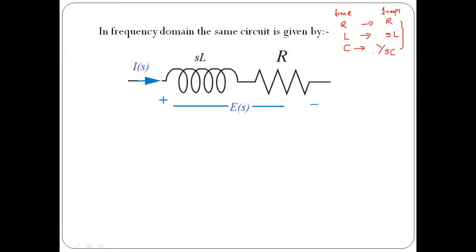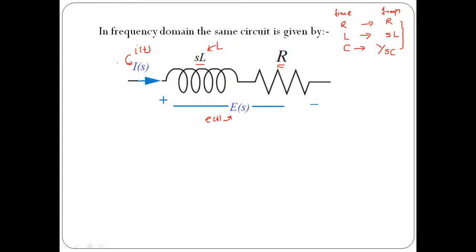Once you are done with this, now apply that logic to convert the system which is available to us in time into its equivalent representation in frequency. So instead of writing small i of t, we are going to replace it by capital I of s. In the same way, we have small e of t that we represent by capital E of s. Now instead of writing L, we represent that by SL, and R will remain as it is.